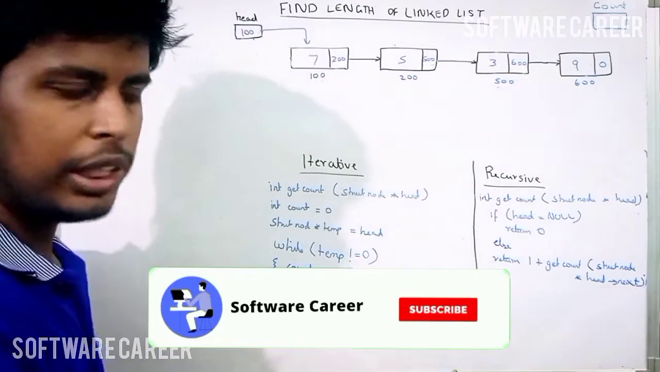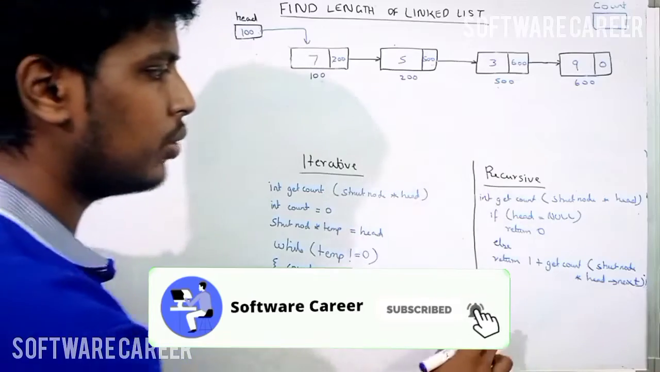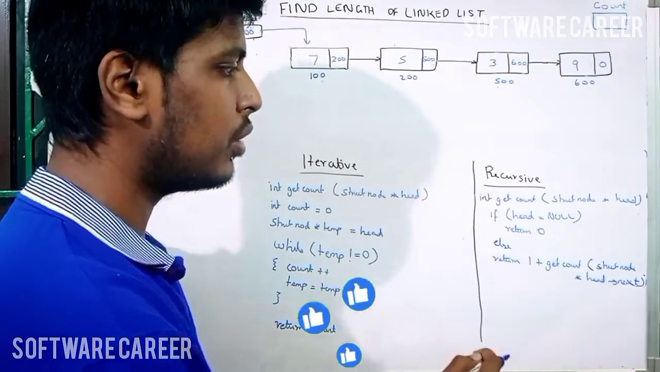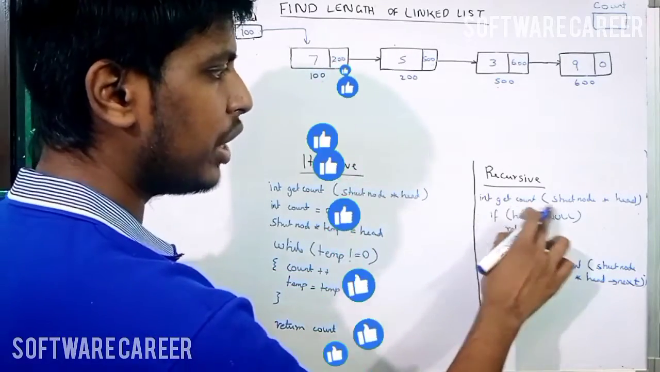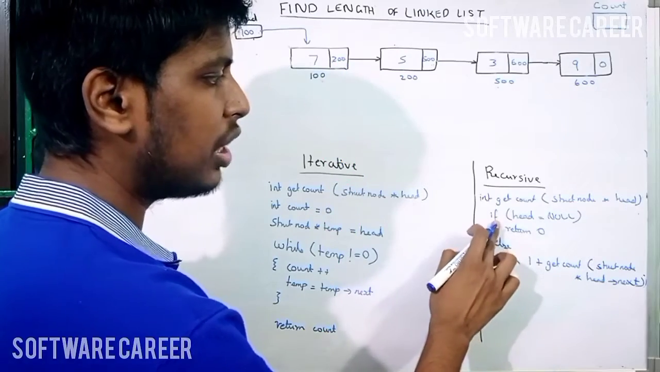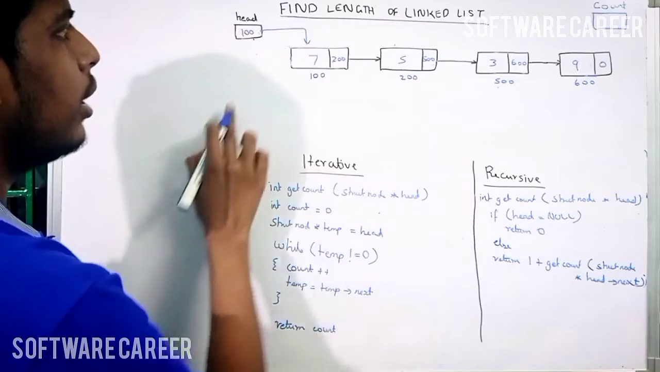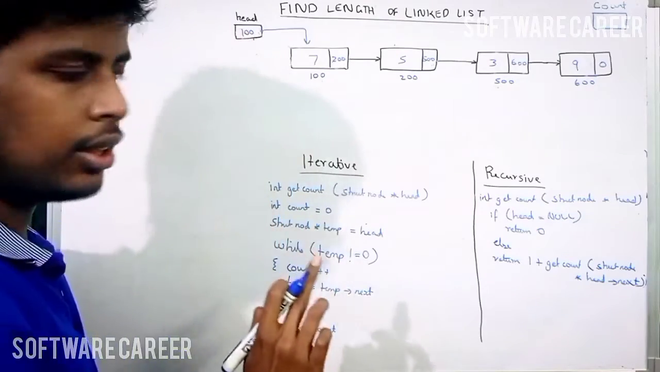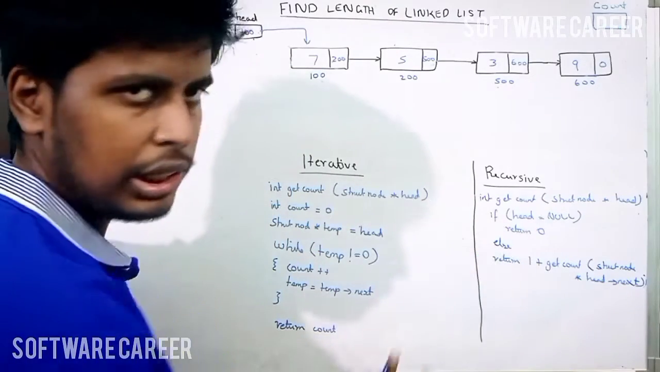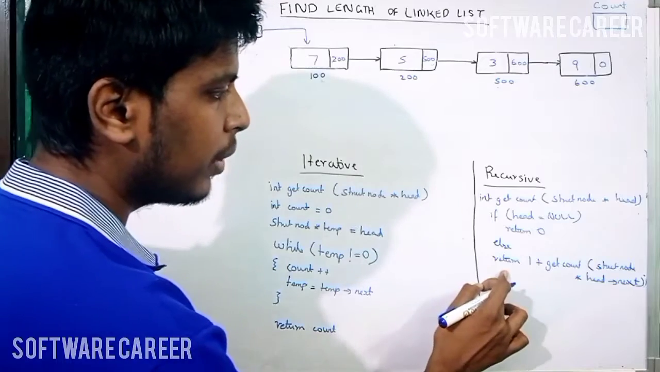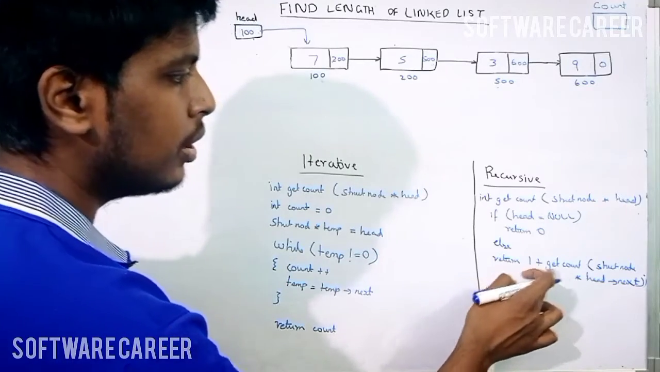Now I'll explain this line by tracing the code. Now I'm going into this function. Now the get count function is called. First I'm checking the condition, if head is null or not. Head is not 0, head is 100. So I'm not returning 0. I'm going to the else condition. Now return 1 plus get count.